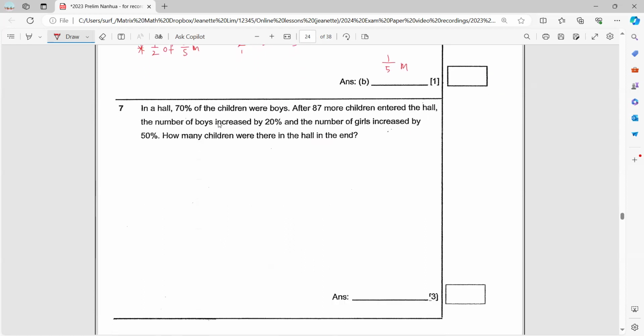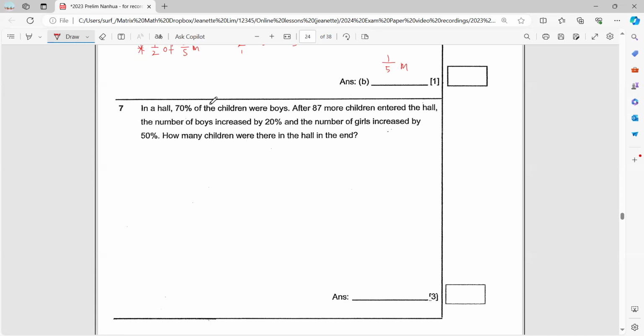Question 7. In a hall, 70% of the children were boys. After 87 more children entered the hall, the number of boys increased by 20%, and the number of girls increased by 50%. How many children were there in the hall in the end? Now, be careful when you have a lot of percentages in a question, because they can't be used interchangeably. The 70% is talking about the proportion of all the children that were boys, whereas this 20% is talking about an increase from an original amount.